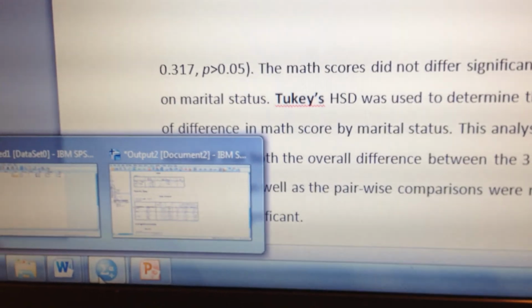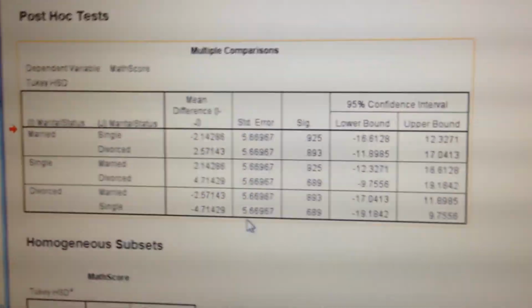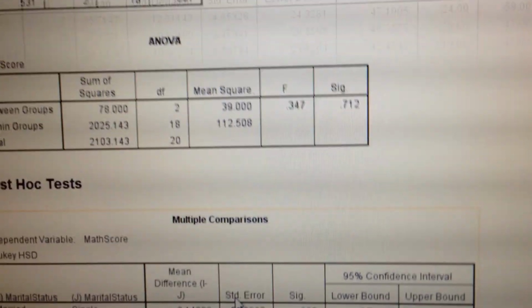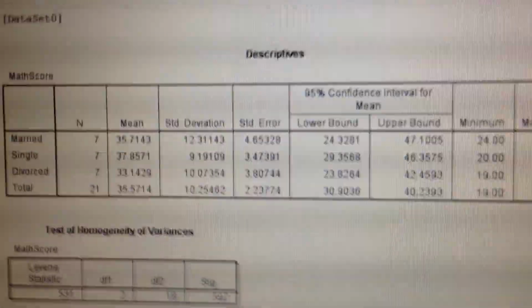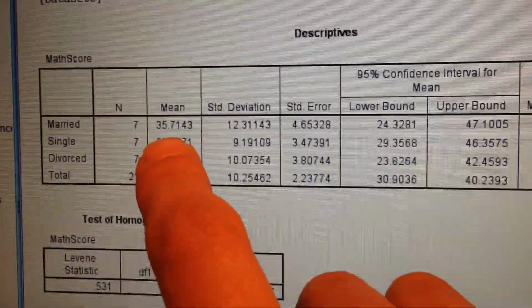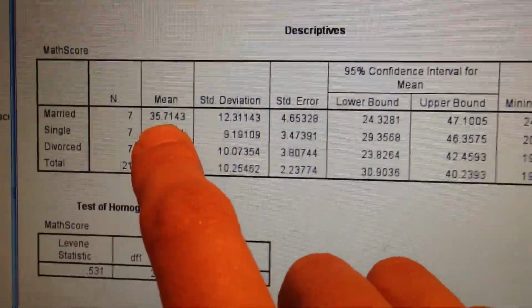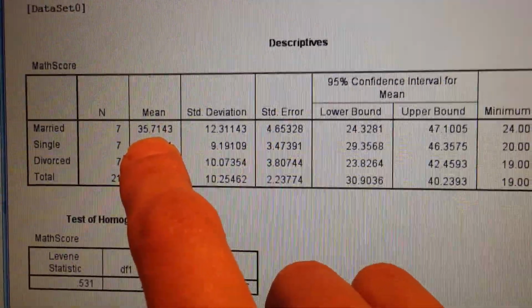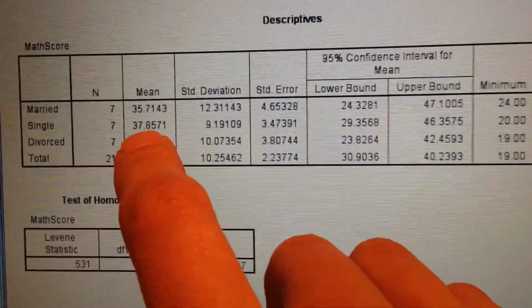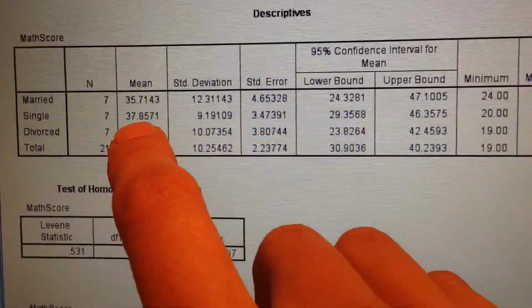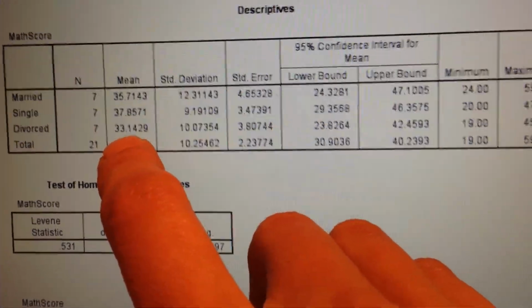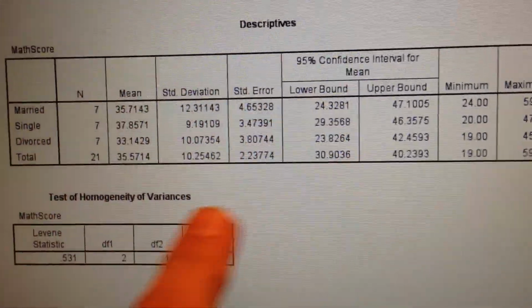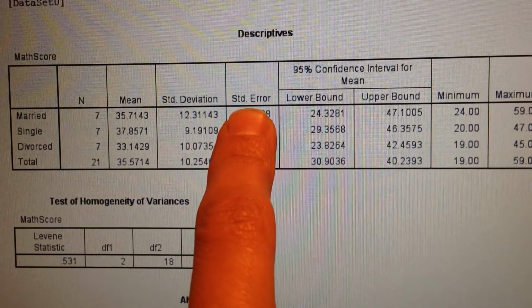Now, if we wanted to start getting even fancier and add a little more to our interpretation, we could come up to our descriptives, and we often do this when there is a significant difference. We might want to say those who were married had a mean math score value of 35.7, those who were single, mean math score 37.9, and those who were divorced, 33.1. This is why we include our descriptive statistics here.